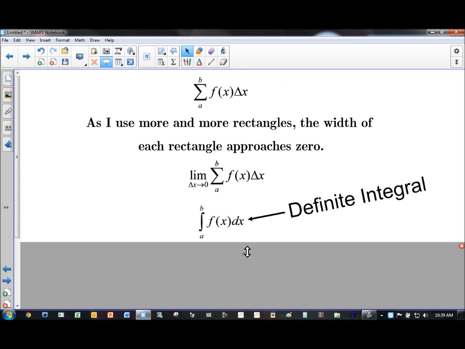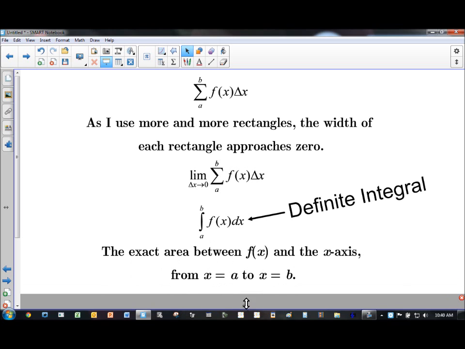All right, and the definite integral is what I use to find the exact area. This summation was an approximation of the area, but once I take the definite integral, that is the exact area underneath the curve. Okay? It is the exact area between f of x and the x-axis from x equals a to x equals b. Well, great.